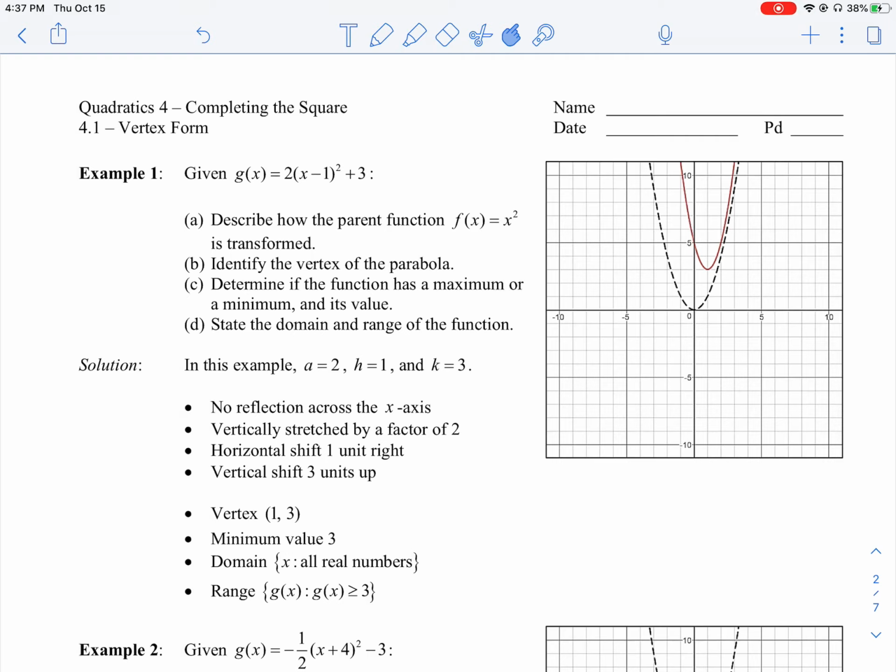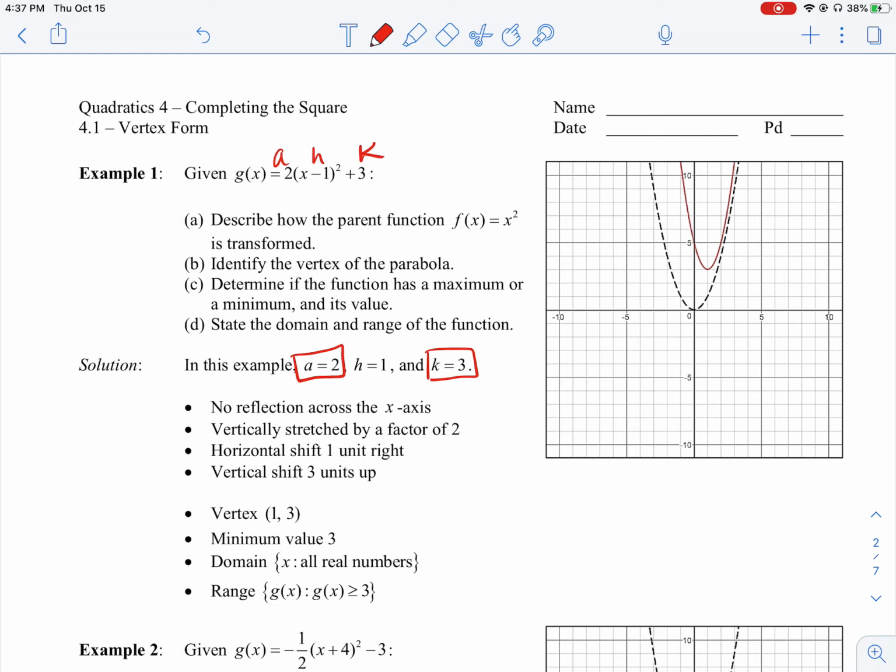And let's try. We have here two functions. The broken line is the parent function, and the red graph is g(x), the new function. We're trying to compare the transformation, or technically how it changes from f to g. Let's get the values. We have my a, h, and k. So my k is 3, my a is 2.